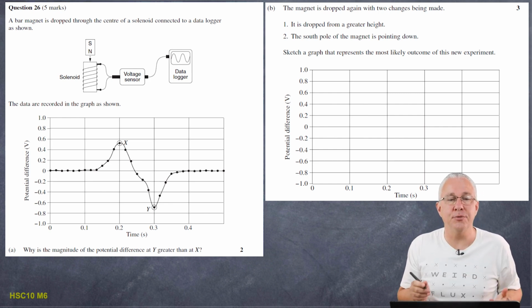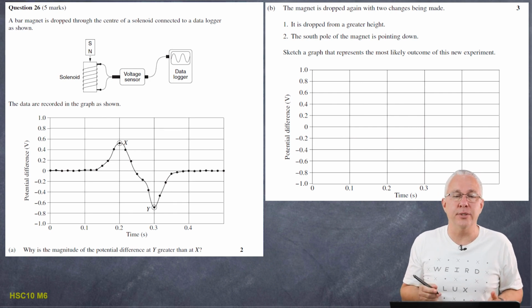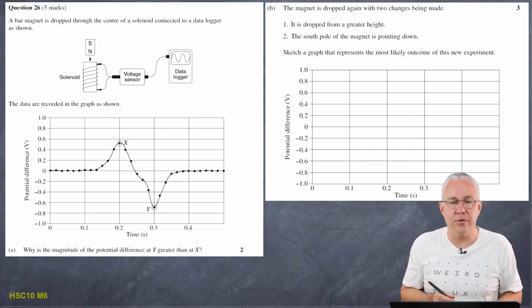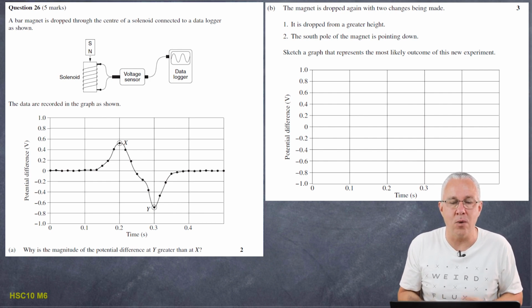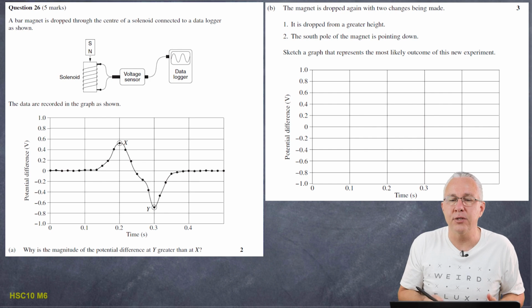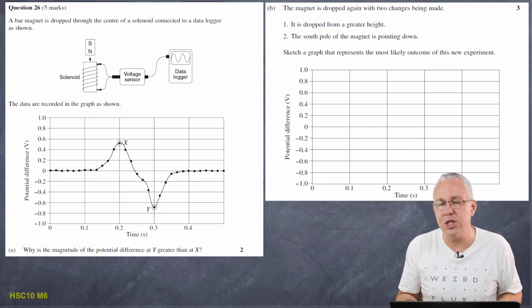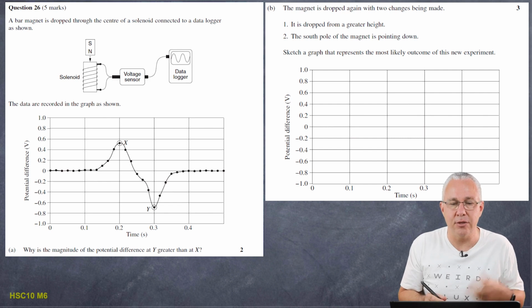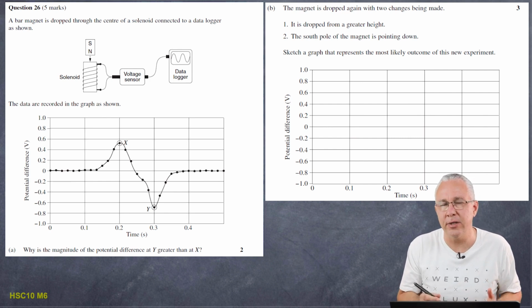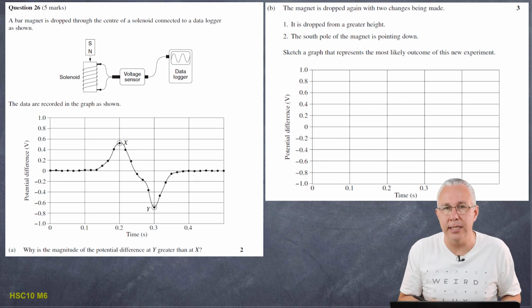A magnet is dropped through the center of a solenoid connected to a data logger, and of course we've got the voltage going on. It says: is the magnitude of the potential difference at Y greater than at X, and explain. The magnet is again dropped with two changes being made: it's dropped from a greater height, and the south pole of the magnet is pointing downwards, and we have to sketch a graph and compare that to our original graph. Now what is going on here? This is all about electromagnetic induction and also Lenz's law.